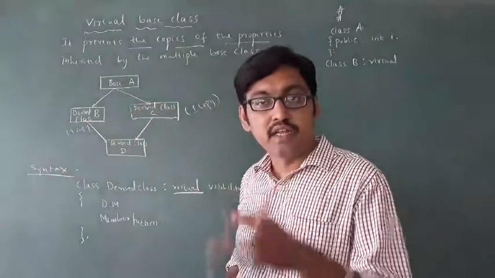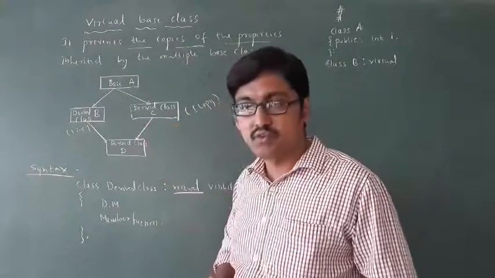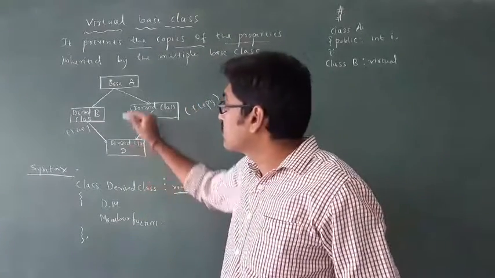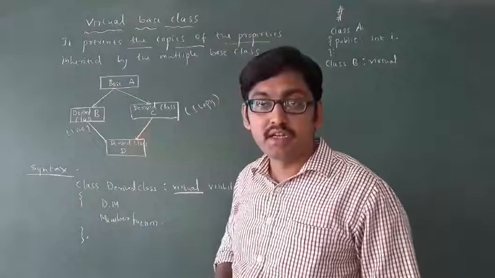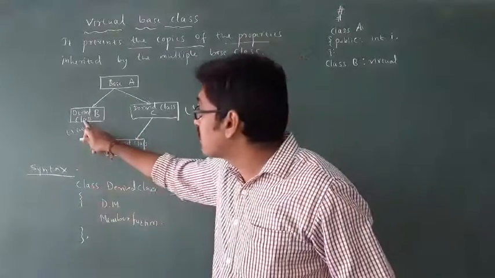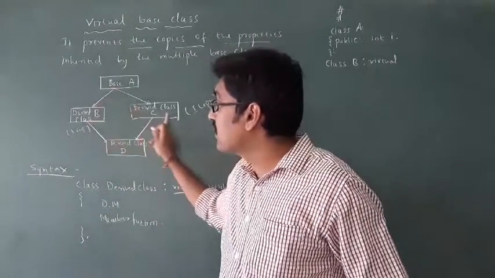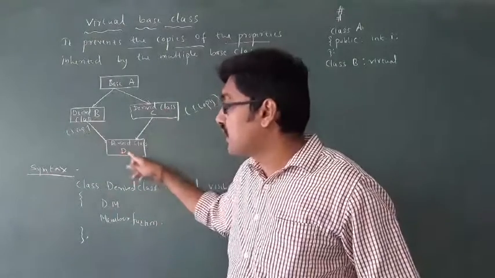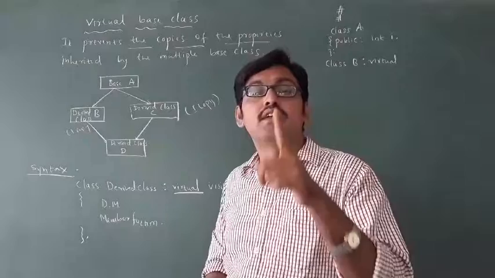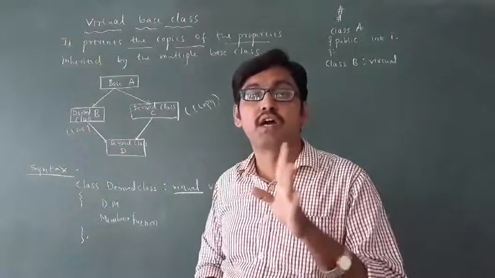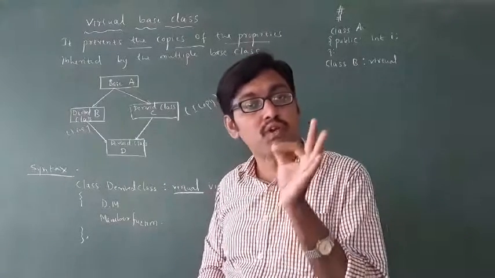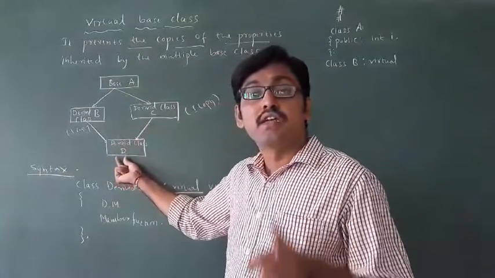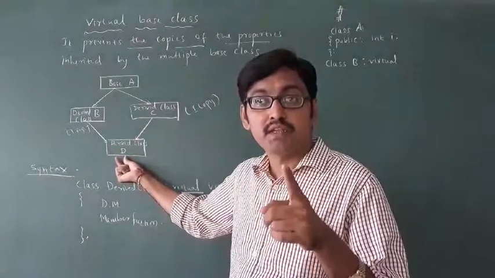Okay, then if D wants properties of A, and B wants properties of A, then what happens here is that two sets of properties come, the same properties come here and here. If two copies come at a time, it gives an error in the program.